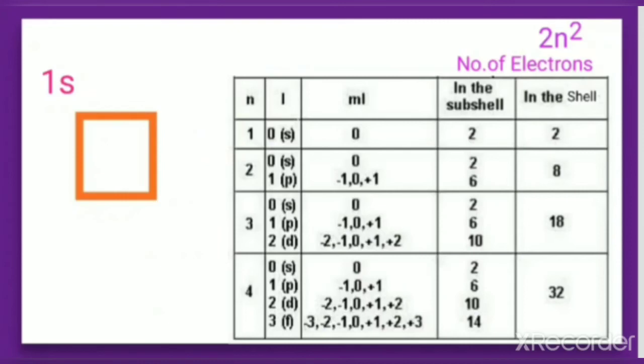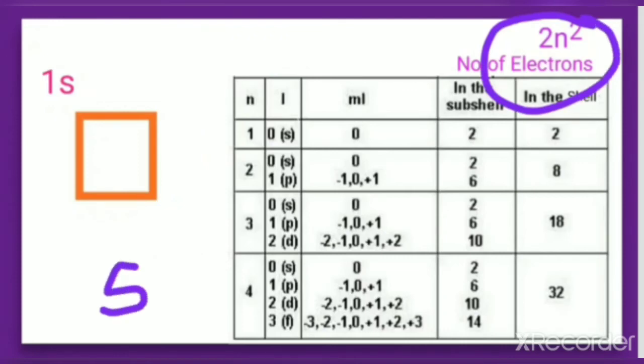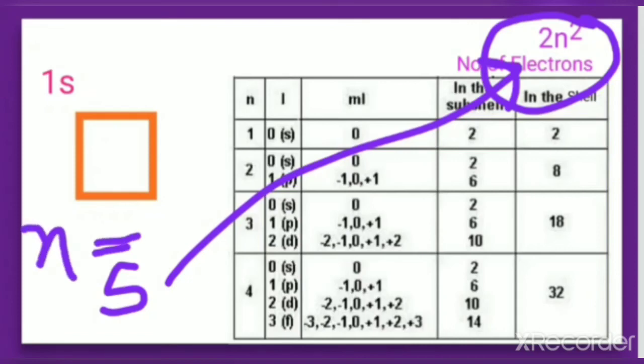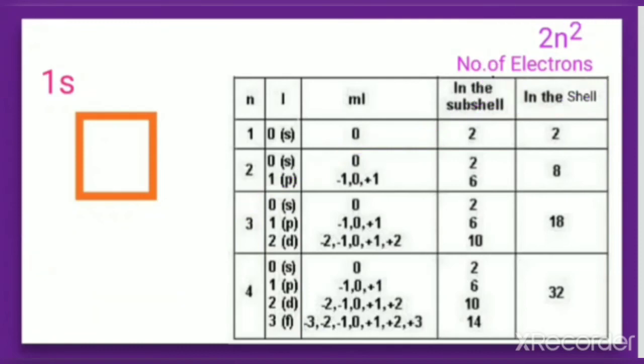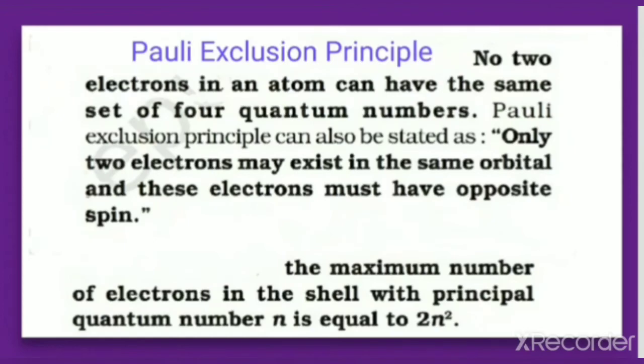So instead of calculating how we have done previously, you can directly calculate the maximum number of electrons in the shell by using this formula. So if you want to find out for the fifth shell, which is not given in the table, how do you find it out? You just use this formula by keeping n equal to 5. So that will give the maximum number of electrons which can be accommodated in the fifth shell. So this is the point described in the Pauli exclusion principle, that is, the maximum number of electrons in the shell of principal quantum number n is 2n square. So we can use this formula where n is the principal quantum number and we can find out the maximum number of electrons in the shell. So that is the third point in the Pauli exclusion principle.